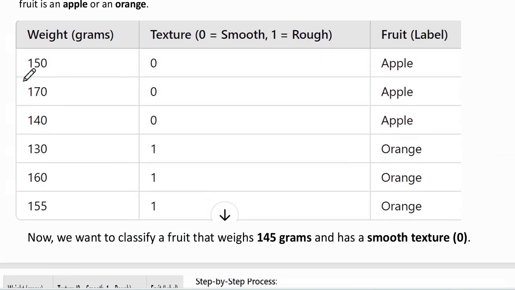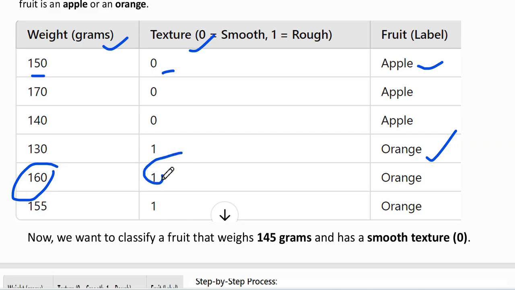Let's take the data set as containing 6 records. Here I'm taking two different types of classes. The class may be apple class or orange class. To find out the class label, here I'm taking two features: weight and texture. If the weight of a fruit is 150 grams and the texture is 0, where 0 means smooth and 1 means rough, it may be an apple. For example, if the weight is 160 grams and it is rough, I can classify it as which one? Orange. Like that, we have taken a sample data set.